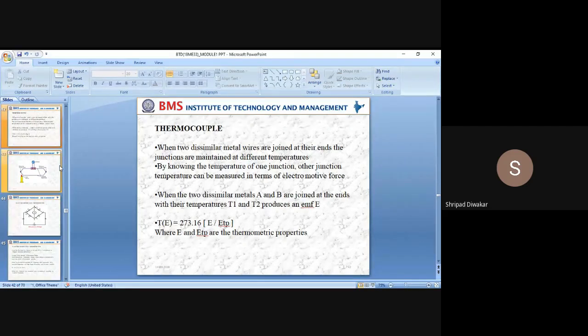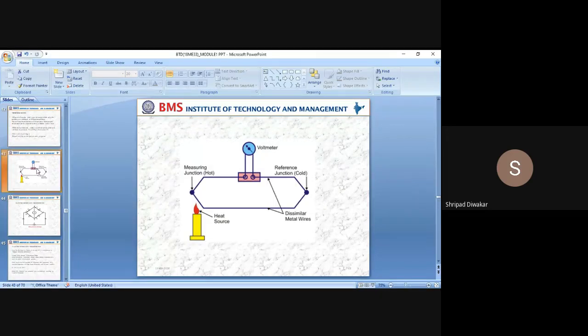So you see the diagram. This is the construction of a thermocouple. We have two junctions: one is the hot junction and one is the cold junction. The cold junction is also called the reference junction, and the hot junction is also called the measuring junction. And remember, we have two dissimilar metal wires connected to a voltmeter, and the heat source is supplied externally. So this is a simple construction.